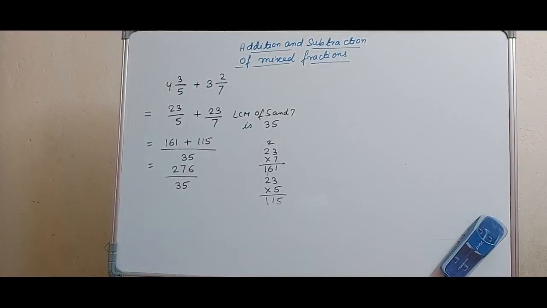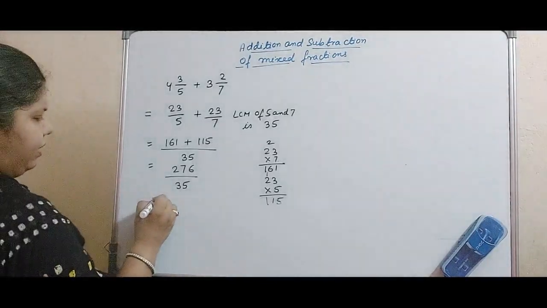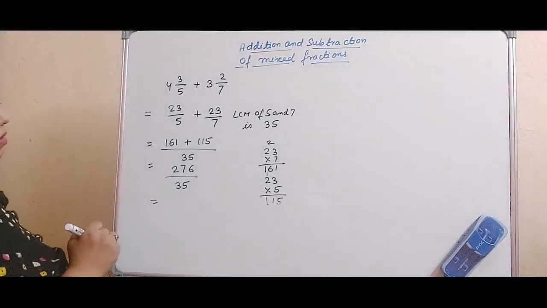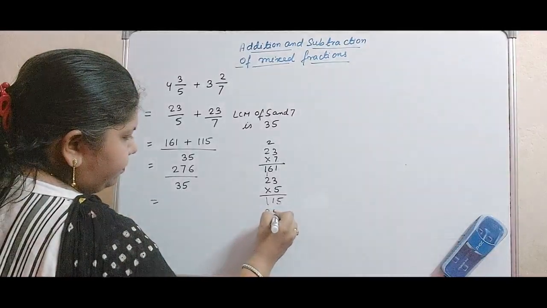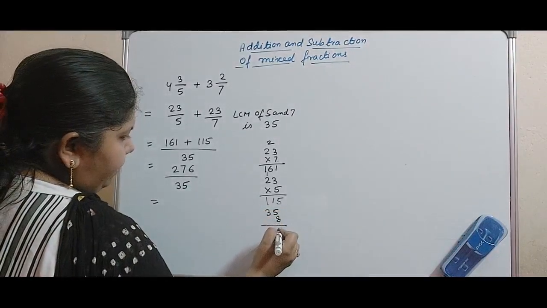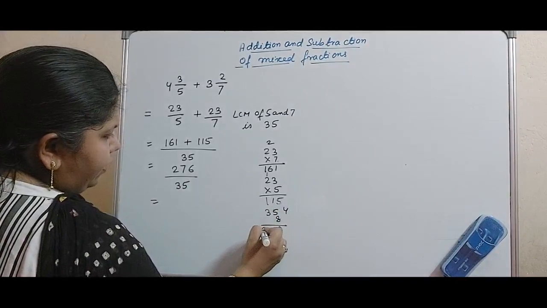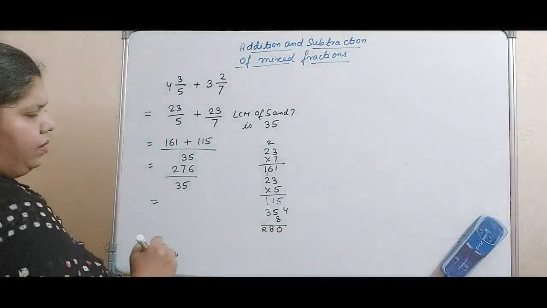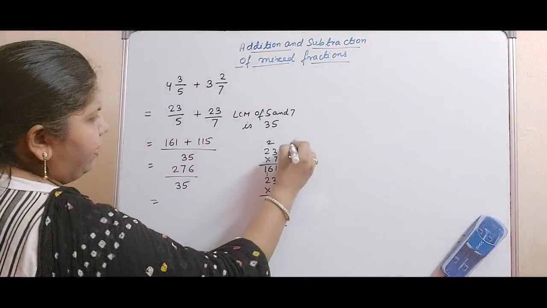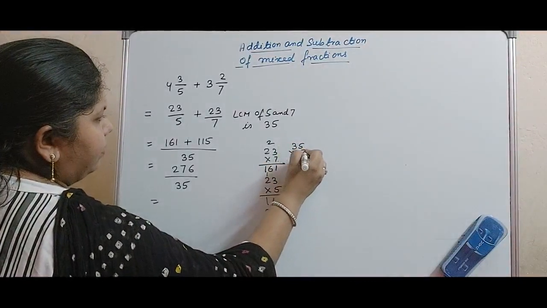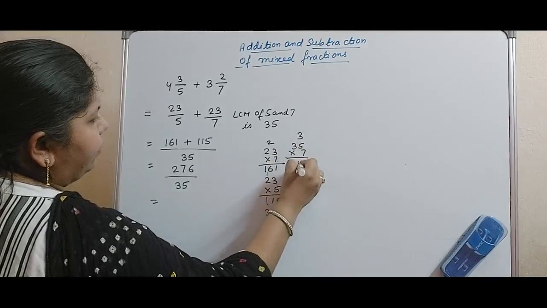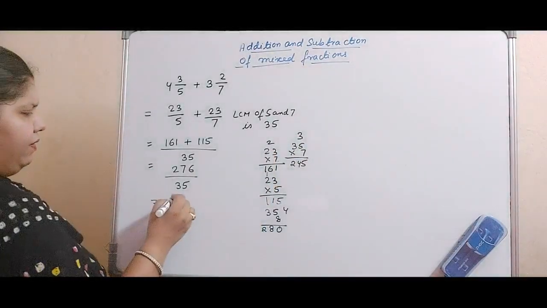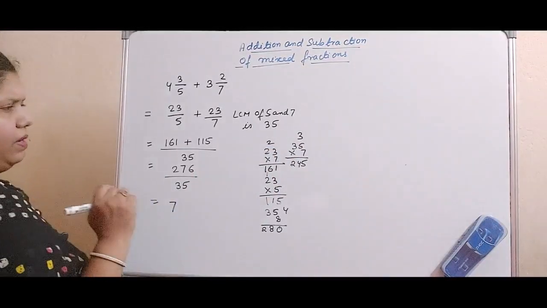Now just simply change it into a mixed fraction. For that what we need to do, we have to divide. So how many times will 35 go? Just check with 35 8s are, 8 5s are 40, carry 4, 8 3s are 24 plus 4, 28, 280. That is a bigger number. So take 35 into 7. 7 5s are 35, carry 3. 7 3s are 21 plus 3, 24. So 245. So 35 7s are 245. 7 becomes the whole number here.